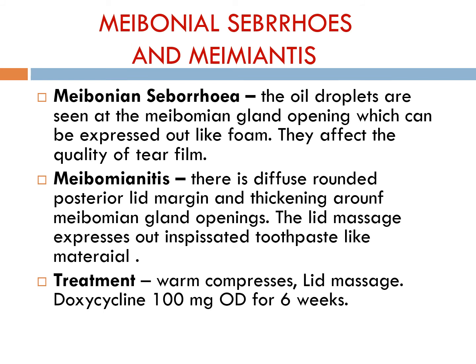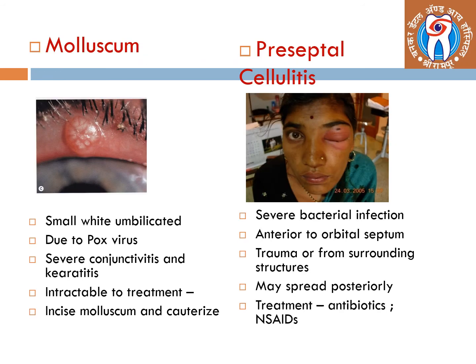Meibomian seborrhea and meibomianitis. In meibomian seborrhea, oil droplets are seen at the meibomian gland opening, which can be expressed out like a foam. They affect the quality of the tear film. In meibomianitis, there is a diffusely rounded posterior lid margin and thickening around the meibomian gland openings. Lid massage expresses toothpaste-like material from the glands. The treatment is warm compresses, lid massages, and doxycycline 100 mg OD for 6 weeks.